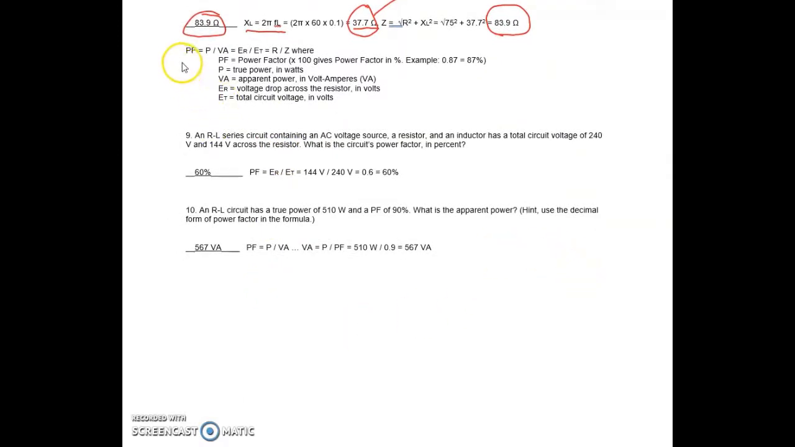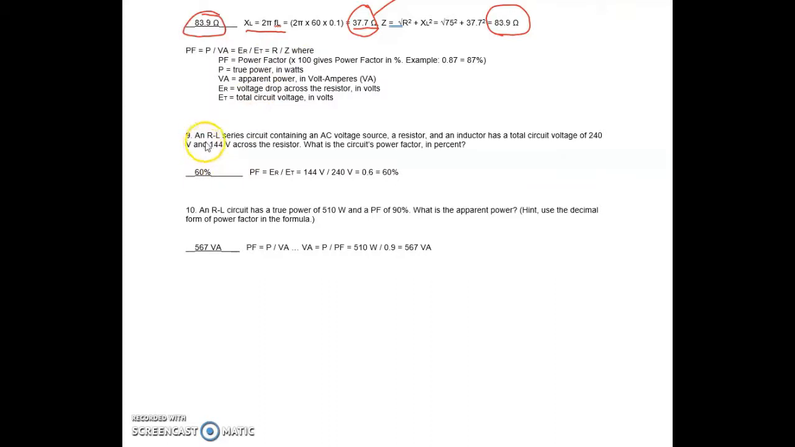Number 9, we're given 3 different formulas for power factor. Power factor equals power over apparent power, or sorry, let me restate that. True power over apparent power. It also equals voltage across the resistor divided by total voltage, and it also equals resistance over total impedance.